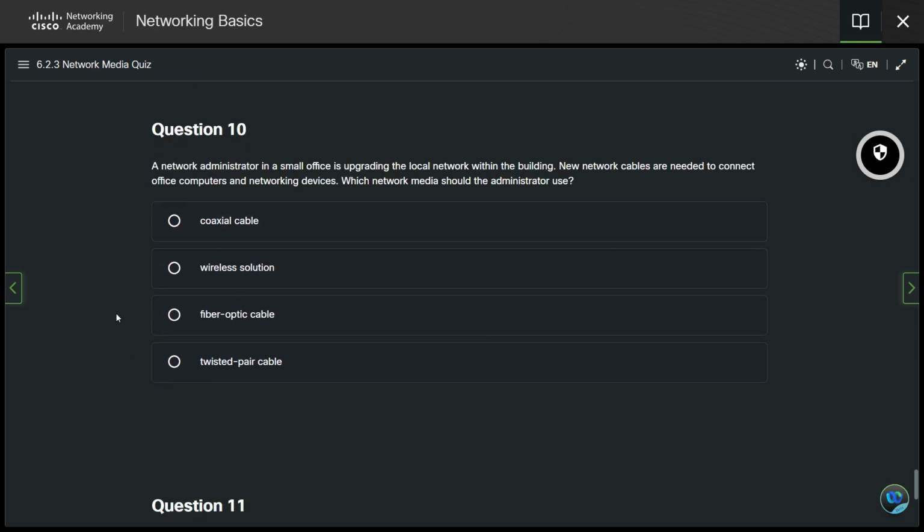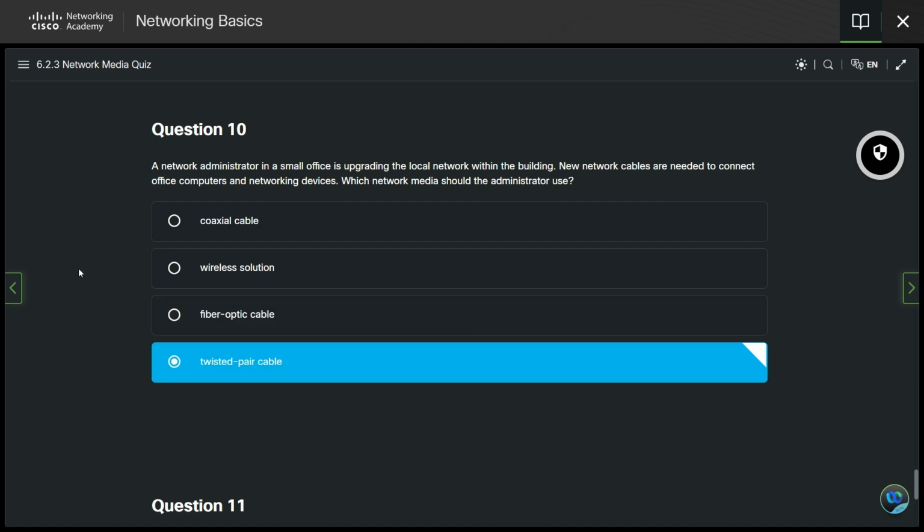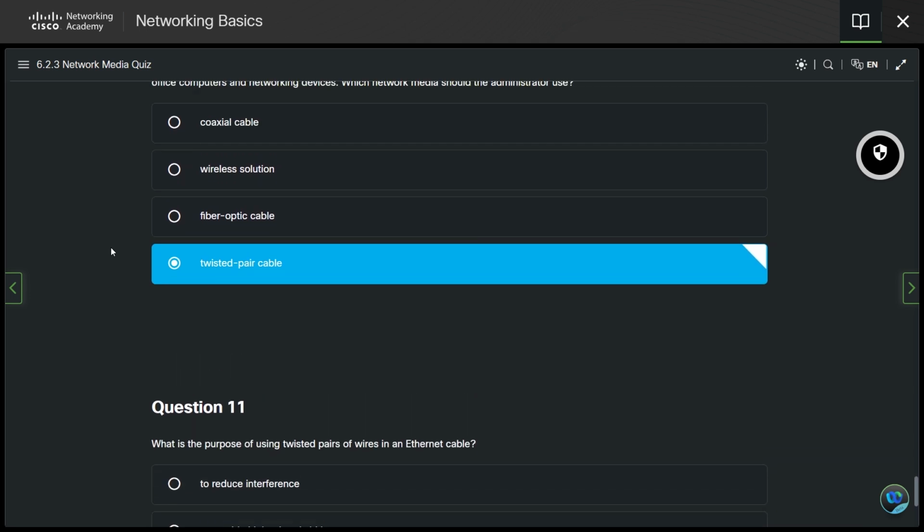Question 10. A network administrator in a small office is upgrading the local network within the building. New network cables are needed to connect office computers and networking devices. Which network media should the administrator use? Twisted pair cable. Yes, it is twisted pair cable.